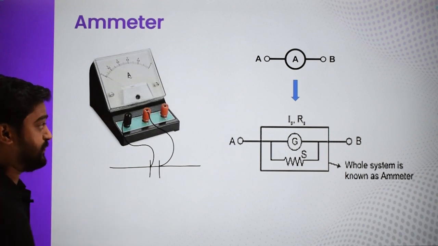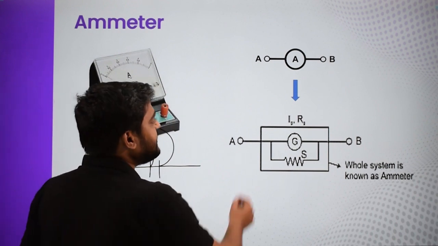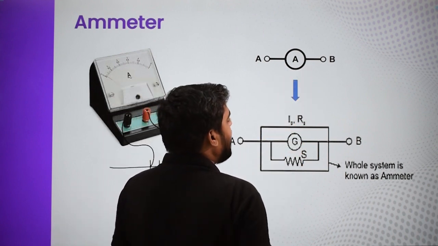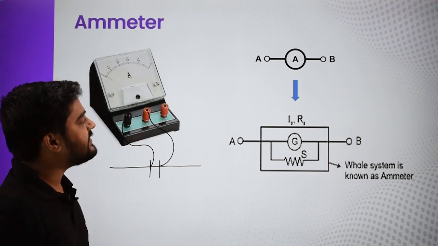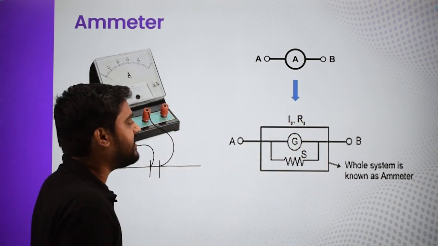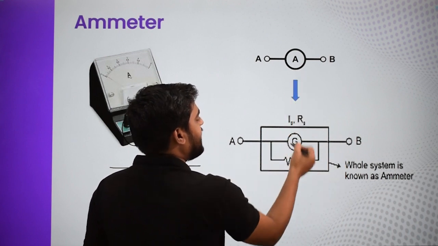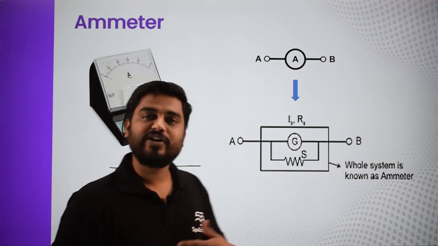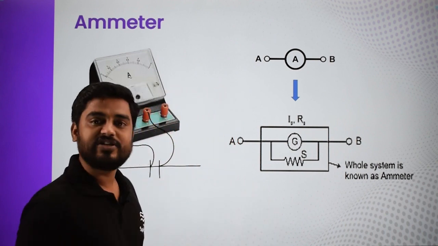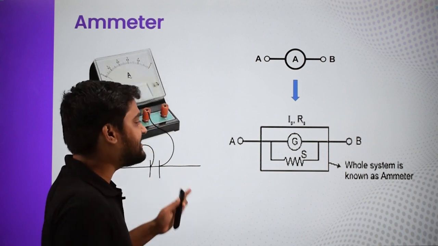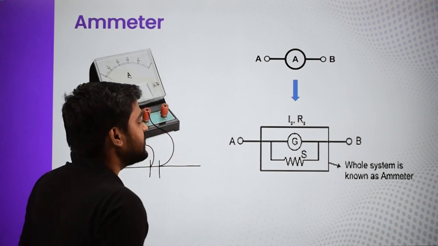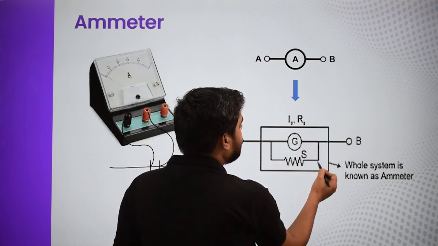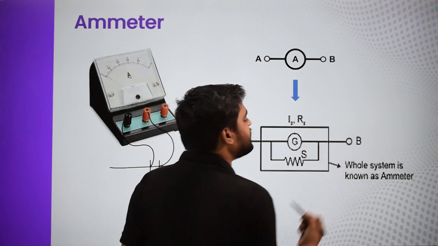Now, if we talk about the symbol, this is the symbol for an ammeter. It is just a circle with A written in it, which says that it is an ammeter. And if we go into the depth of what is inside an ammeter, this box is basically my ammeter, and inside that there is a galvanometer. A galvanometer is a similar instrument, and it is again used to measure current, but we will discuss it in detail later. So inside an ammeter, we can see a galvanometer and a resistance connected in parallel to it, and this whole system is known as an ammeter.